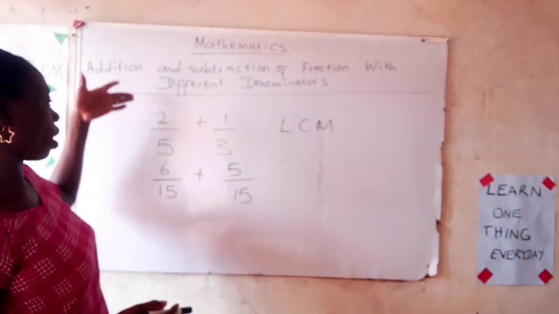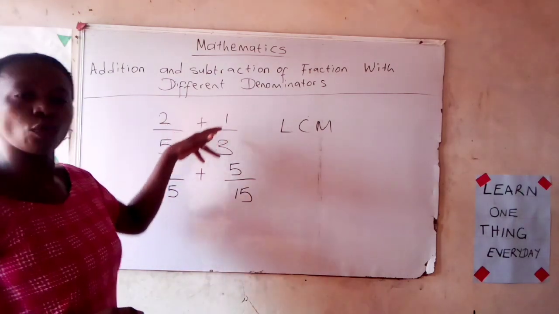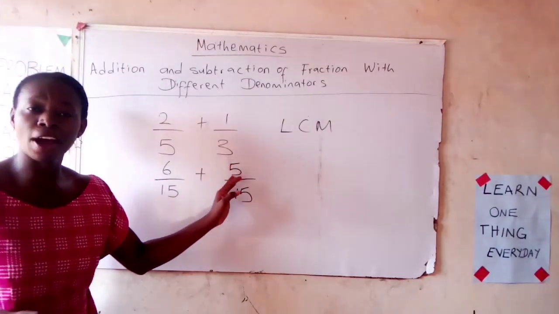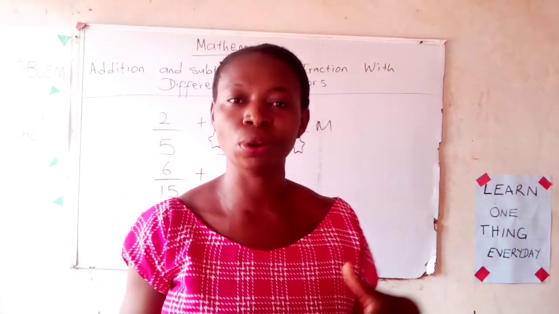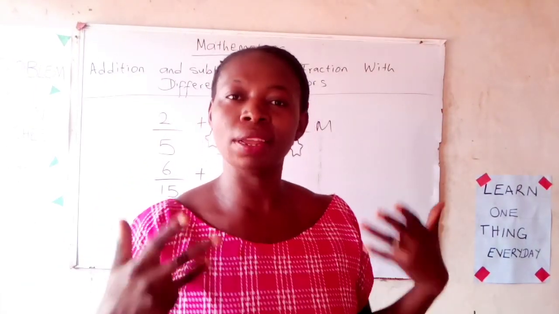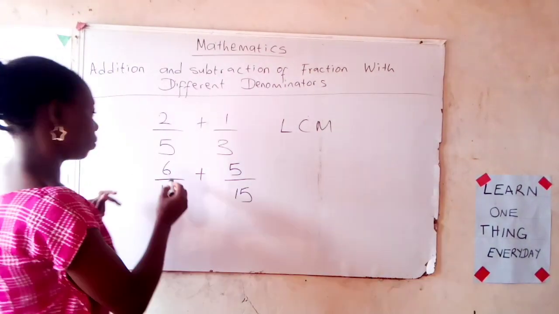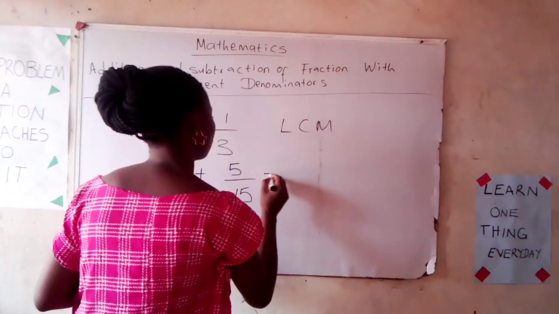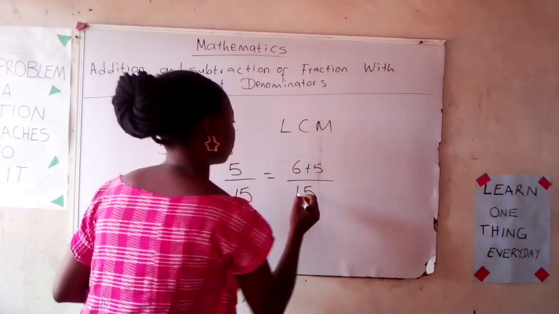You can see these two fractions, 2 over 5 has become 6 over 15, while 1 over 3 has become 5 over 15. Now they have a common denominator. You can just go on and add it the way you normally add fractions with the same denominator. You now say 6 plus 5 all over 15.